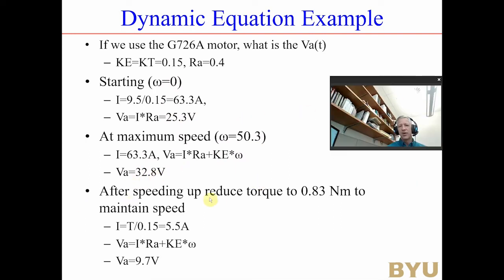Okay, once I reach maximum speed, I want to stop accelerating. So I want my net torque to go to 0. So I want to be applying 0.83 Newton meters so that it just equals the friction to keep it going. So in order to maintain the speed, I am going to put in the 0.83 divided by the 0.15. So I need to be putting out 5.5 amps. And so using this same equation here, I'm going to change my voltage from 32.8 volts down to 9.7 volts so that it stays at the same speed. And that is my dynamic equation example.